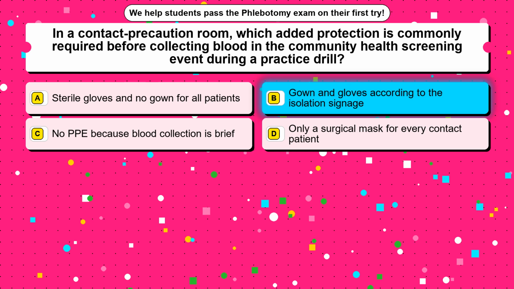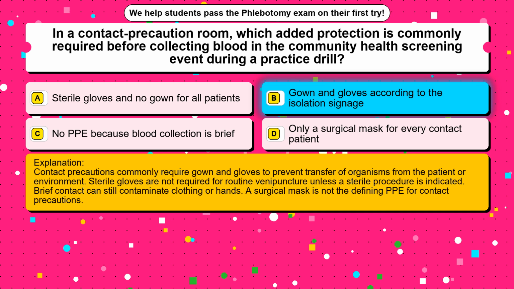Gown and gloves according to the isolation signage. Contact precautions commonly require gown and gloves to prevent transfer of organisms from the patient or environment. Sterile gloves are not required for routine venipuncture unless a sterile procedure is indicated. Brief contact can still contaminate clothing or hands. A surgical mask is not the defining PPE for contact precautions.